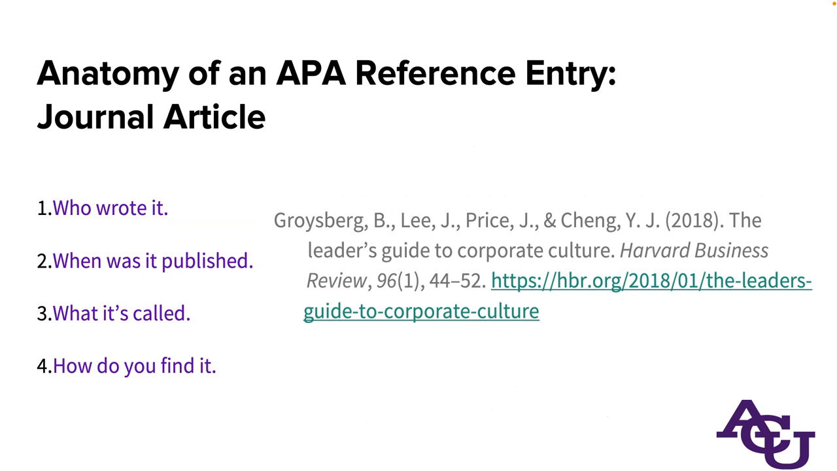And here we have an online journal article, or a journal article that is also available online. And we see we have multiple authors separated by commas and then the ampersand before the last author's last name. We have the title of the article, that is The Leader's Guide to Corporate Culture. And then how do you find it? Well, you look in Harvard Business Review, Volume 96, Issue 1, pages 44 to 52, or go to the link that you see there. So it's the same questions, the same prompts being answered.